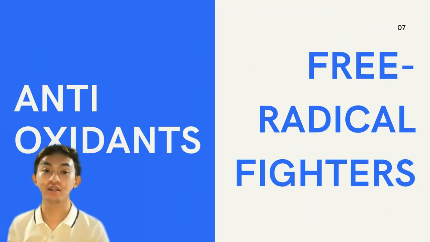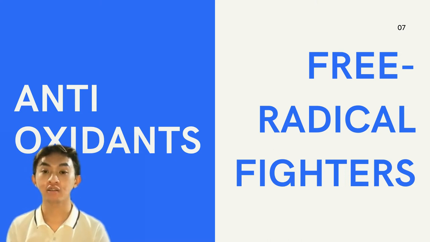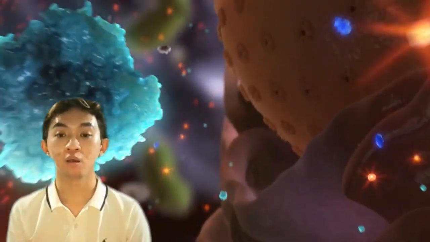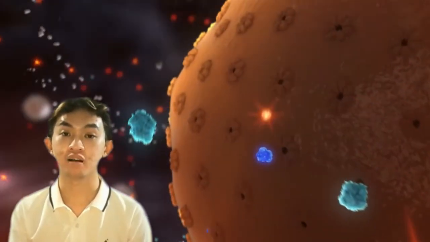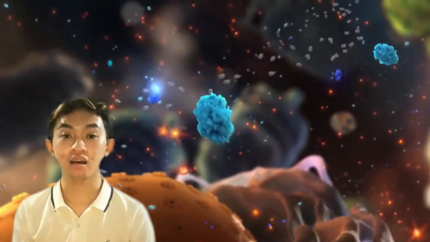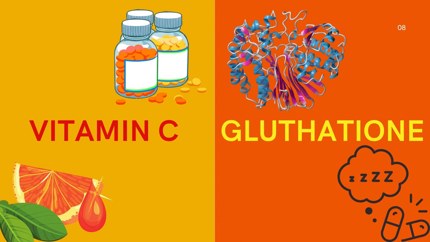But humans are not defenseless against free radicals. We can acquire free radical fighters from food, known as antioxidants. They work by giving electrons to free radicals without turning into free radicals themselves. As a result, the free radicals will attack the antioxidants instead of damaging nearby cells and genetic material. In this video, we'll tackle the antioxidant activity of two natural antioxidants, namely vitamin C and glutathione.